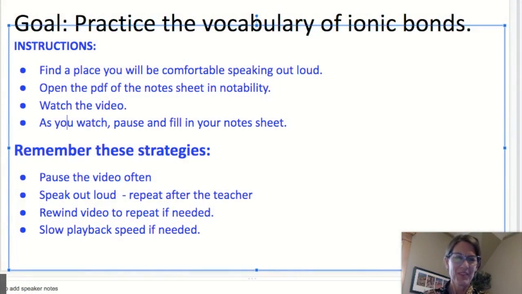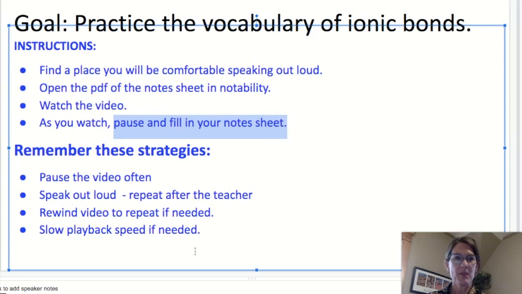Hi, we're going to learn and practice some vocabulary for ionic bonds. The instructions here tell you to find a place where you will be comfortable speaking out loud, open the PDF and use the notes sheets in Notability, watch the video, and as you watch, make sure that you pause and highlight and fill in your notes sheet.